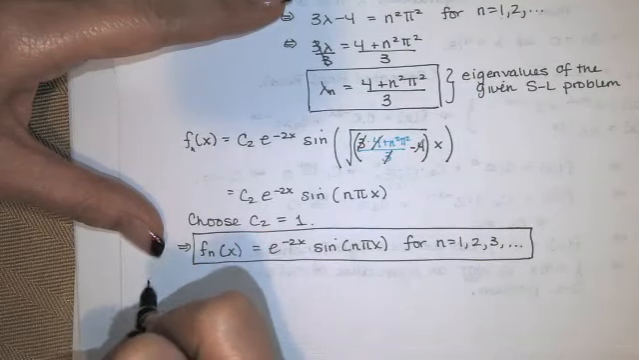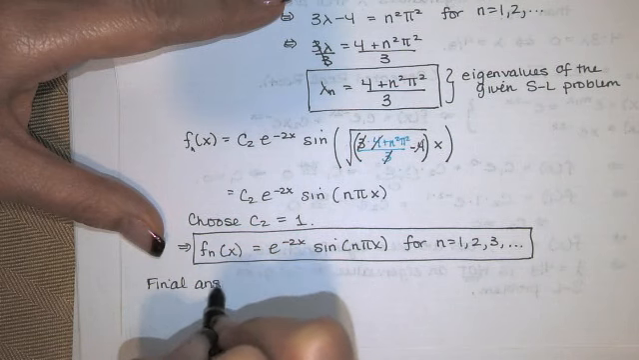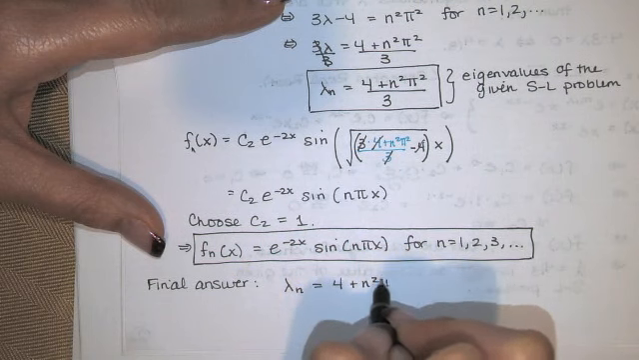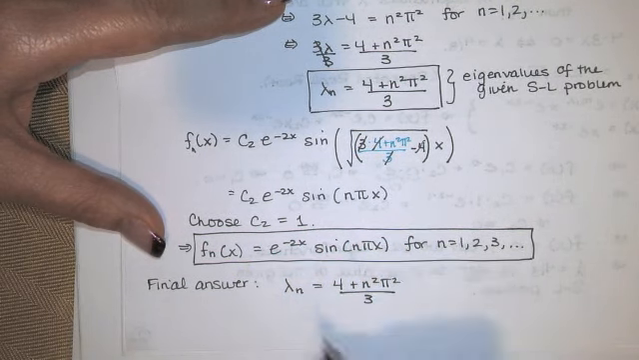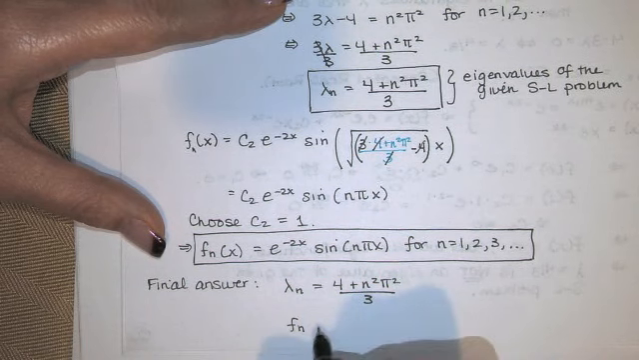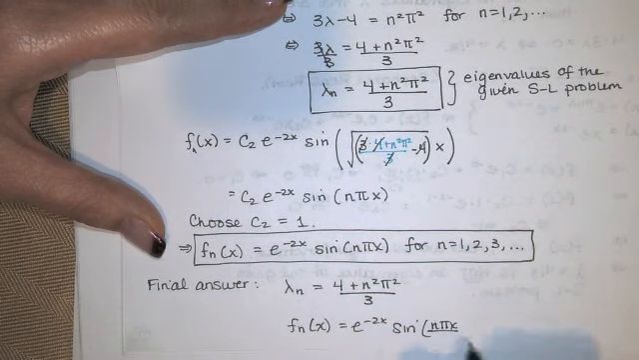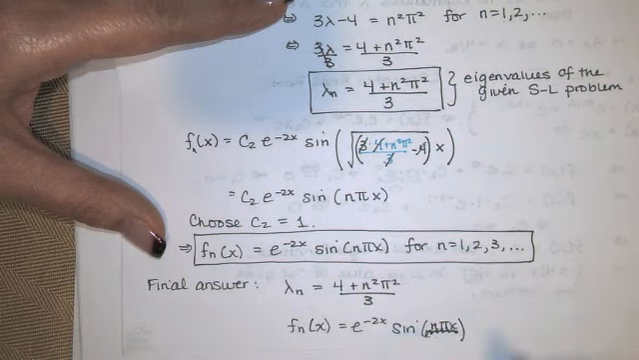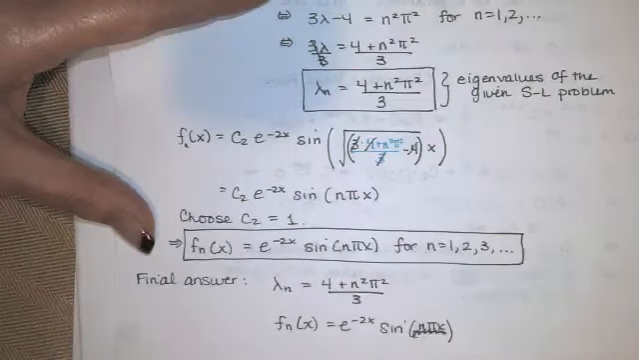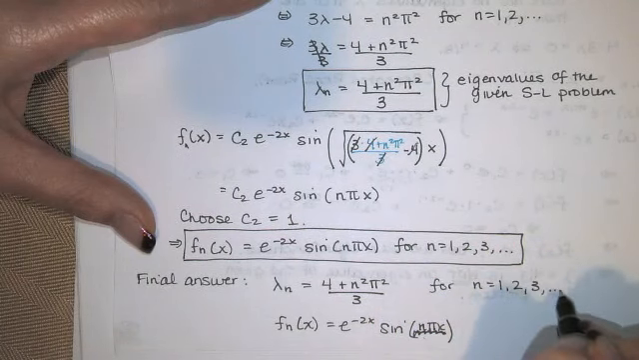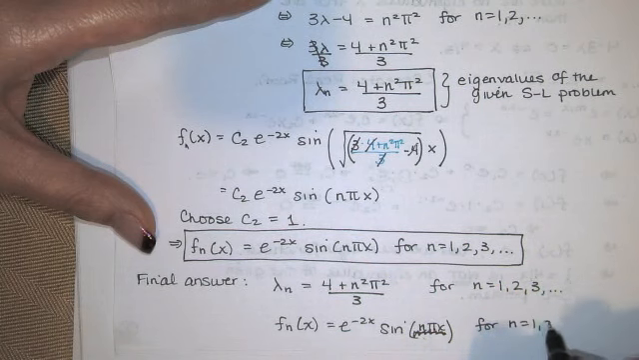Okay, so our final answer is this. That's our eigenvalue, our list of eigenvalues. And then this is our list of eigenfunctions. Now I've got one formula, but remember, there's a sequence here. Oops, there's nothing under that. It's just n pi x inside that sine function. This is for n equals 1, 2, 3, and so on. This is also for n equals 1, 2, 3, and so on.